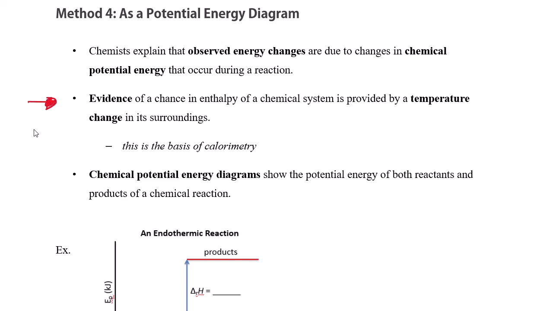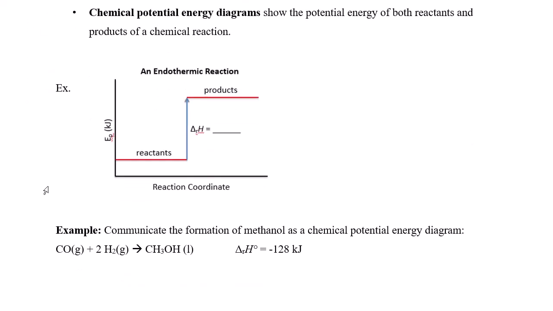So if we're doing a calorimetry experiment like you've done, the potential energy diagram then just shows how much potential energy the reactants and the products have. So this is an endothermic reaction because the reactants have less potential energy than the products. Because of that, there's an increase in potential energy, and that's why the sign of the enthalpy term is going to be positive. And when we create our own, we're not going to write the word reactants and products. We're going to write in the actual chemical species that are reacting.